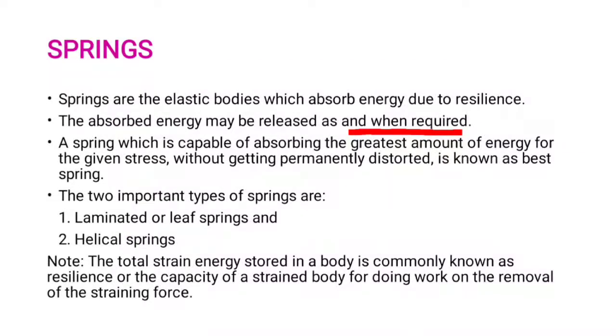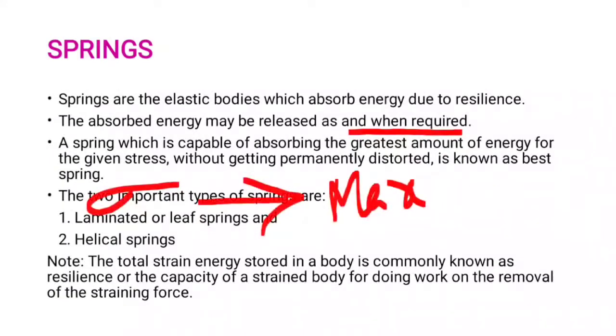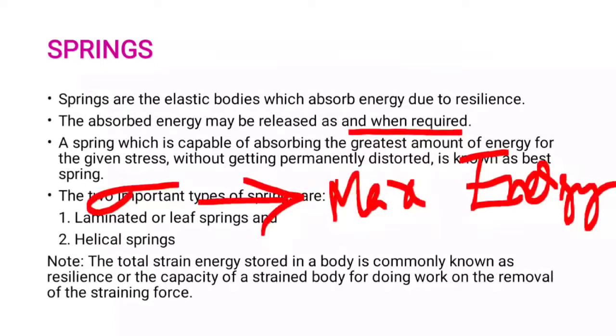A spring which is capable of absorbing the greatest amount of energy for the given stress without getting permanently distorted is known as the best spring. That means I apply the greatest amount of energy for the given stress. Given stress means this is a stress. For this stress, I apply the maximum amount of energy, but the spring does not get permanently distorted.